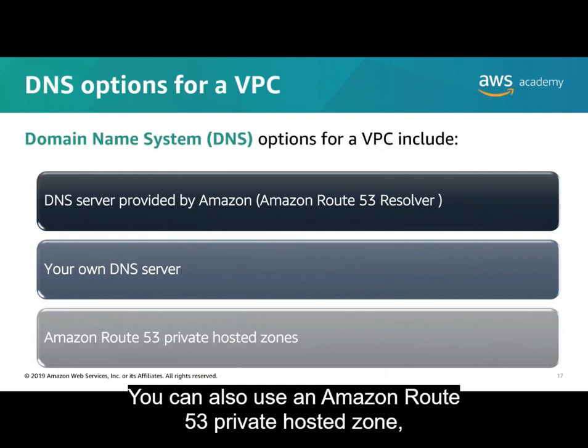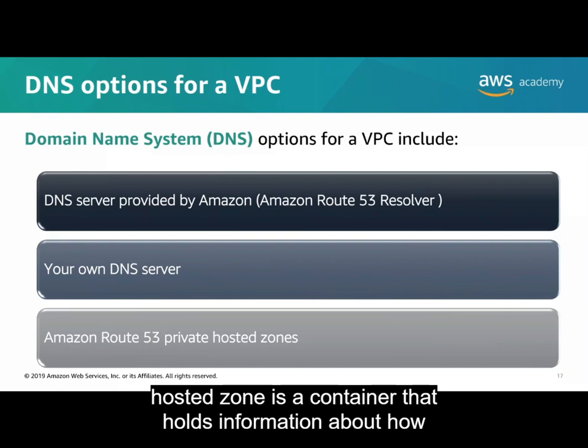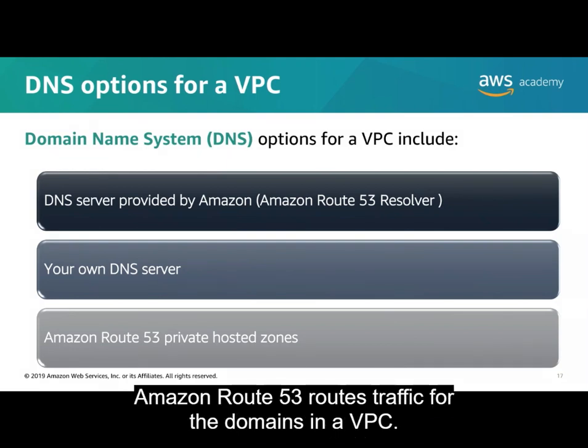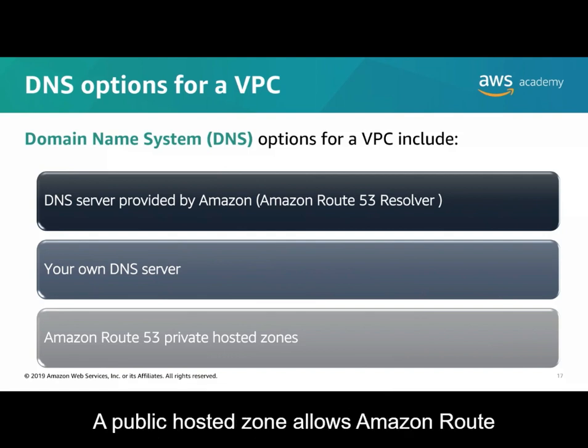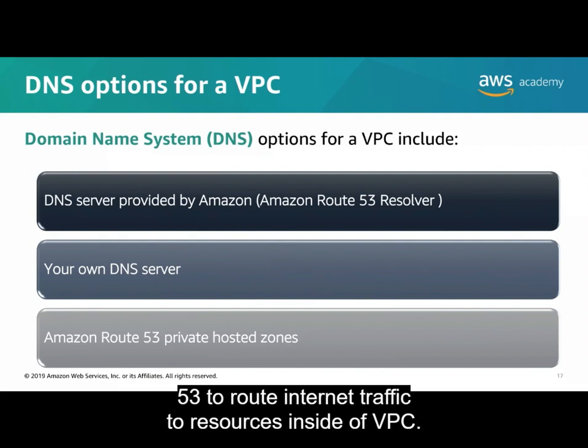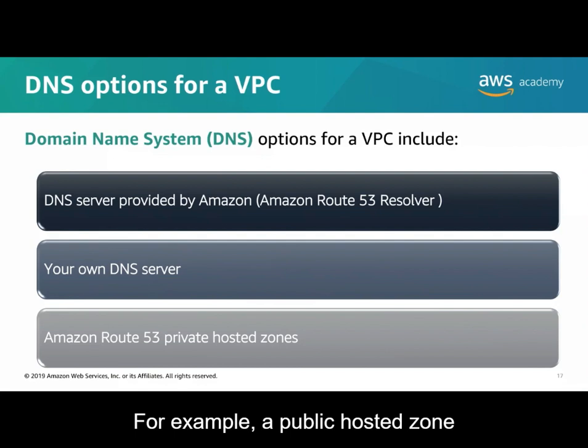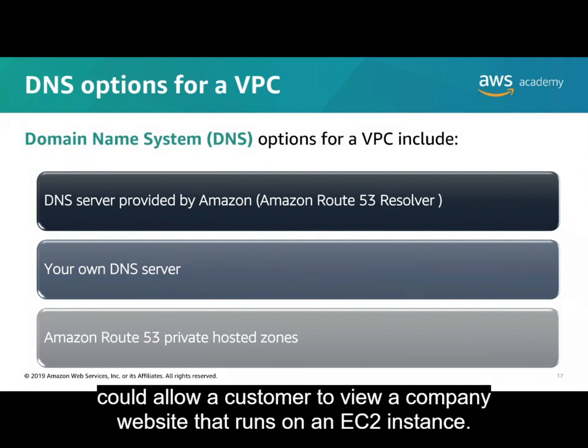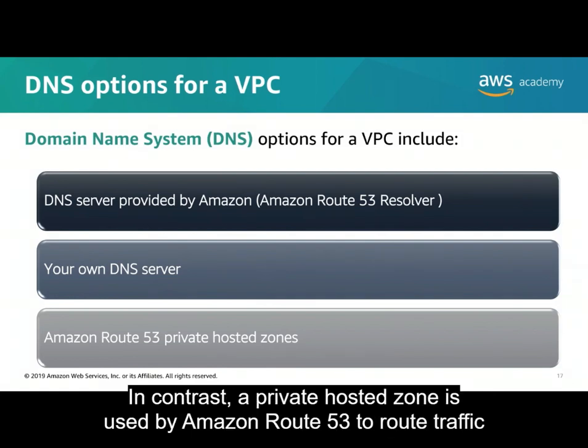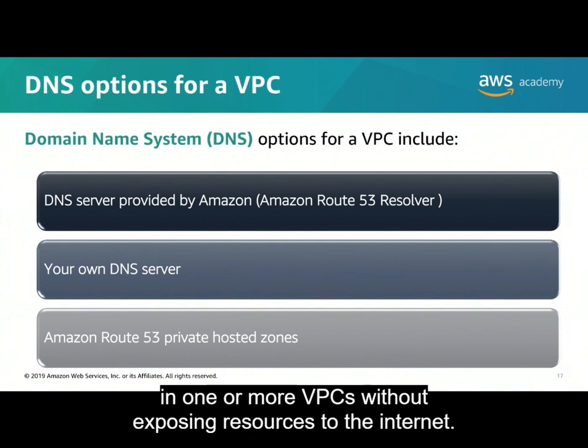You can also use an Amazon Route 53 private hosted zone. A hosted zone is a container that holds information about how Amazon Route 53 routes traffic for the domains in a VPC. A public hosted zone allows Amazon Route 53 to route internet traffic to resources inside a VPC. For example, a public hosted zone could allow a customer to view a company website that runs on an EC2 instance. In contrast, a private hosted zone is used by Amazon Route 53 to route traffic in one or more VPCs without exposing resources to the internet.